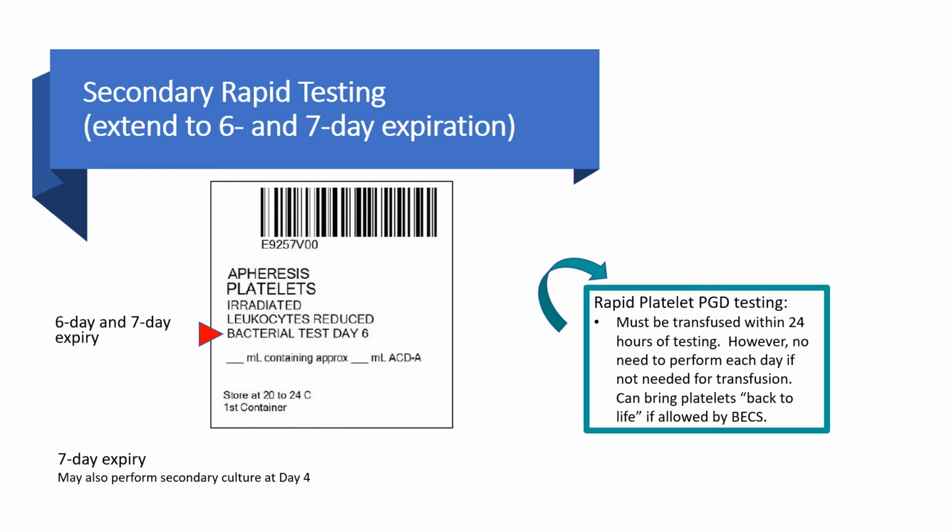When secondary rapid testing is performed, relabeling is required to indicate testing at day 6 or day 7. Expiration time must also be included on the label.